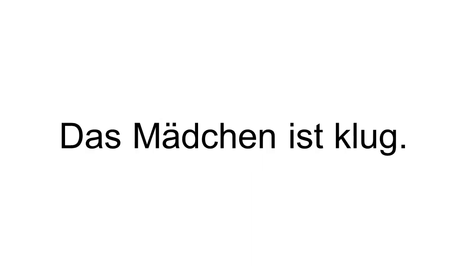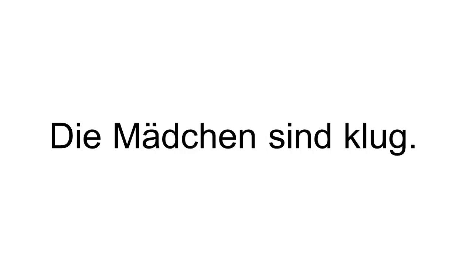Das Mädchen ist klug. So the girl is smart. The girls are smart. Wie sagt man das? So this is the plural where it stays the same. Just change the article. Die Mädchen sind klug. So the girls are smart or clever.